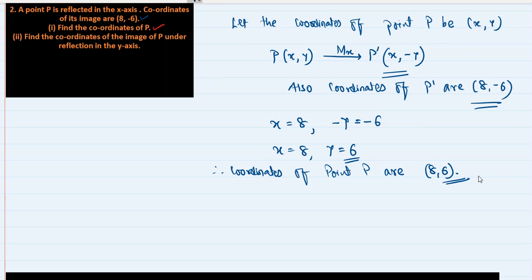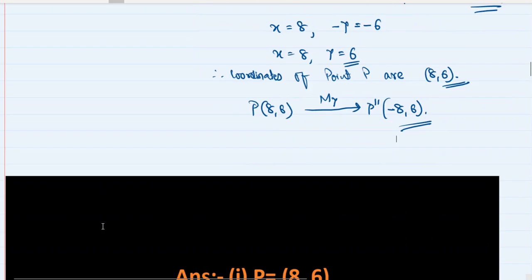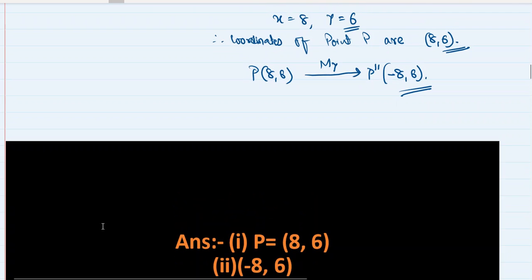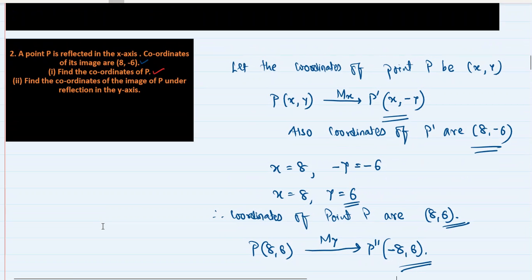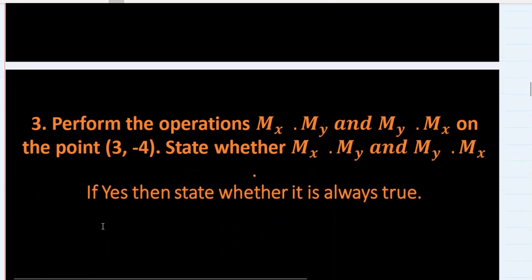Next, find the coordinates of the image of point P under the reflection in the y-axis. So point P, now we know that it is (8, 6). We want to reflect it in the y-axis, so it will become P double dash. P dash is the image of point P in the x-axis. P double dash is the image of point P in the y-axis. It will become (-8, 6). So (-8, 6) is the image of P under the reflection in the y-axis. Let's check the answer. Point P is (8, 6), correct, and P double dash is (-8, 6). Perfect. Very easy. Okay, let's go to the next question.